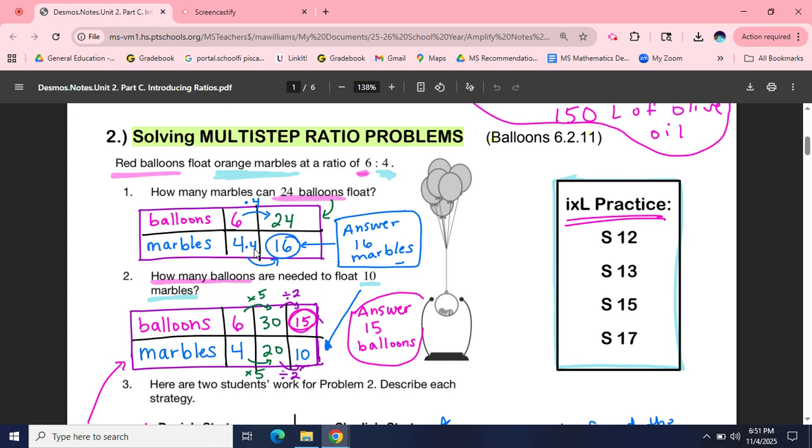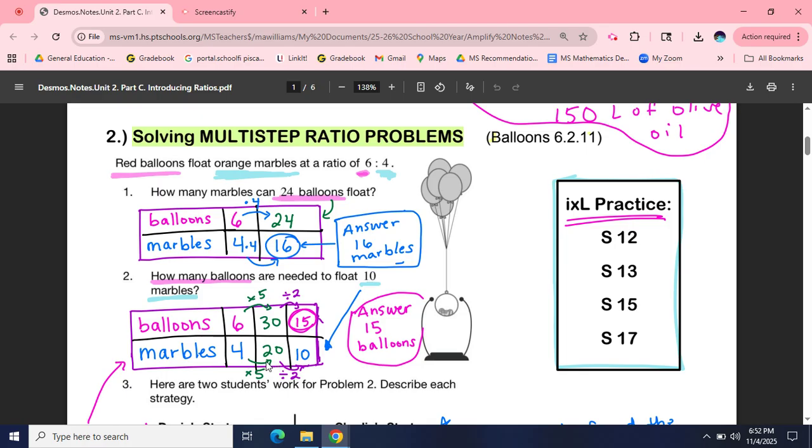Question 2. How many balloons are needed to float 10 marbles? Again, I'm going to take the information from the original. Balloons to marbles, making a ratio table, balloons to marbles is 6 to 4, so 6 over 4. How many balloons are needed to float 10 marbles? Since I'm talking about marbles, that goes on the bottom. Now 4 cannot turn to 10, but I do know that 4 can turn into 20, and 20 can turn into 10. Now, I could also change 4 into 2, but here I change 4 into 20.